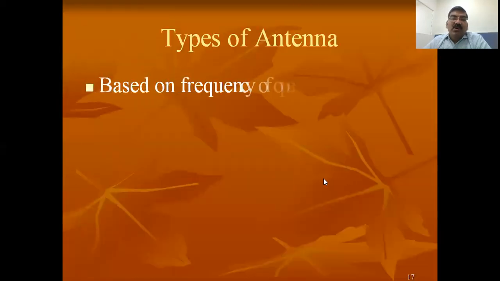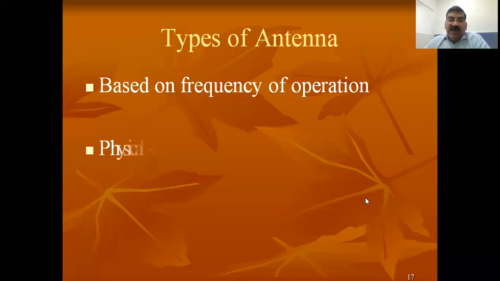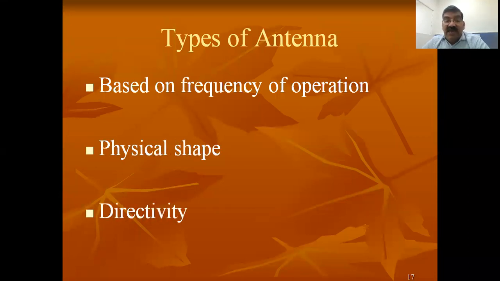Now we will go on to understand the types of antenna. There are so many bases on which we can divide antennas. There are some parameters, so, basis on frequency of operation: low frequency of operation, high frequency of operation, or as I just mentioned, the bands, the various IEEE bands.